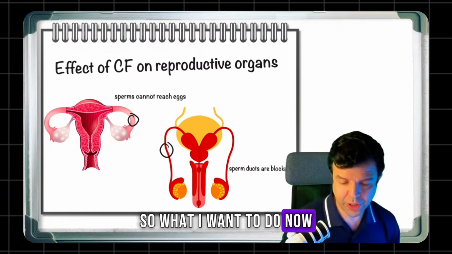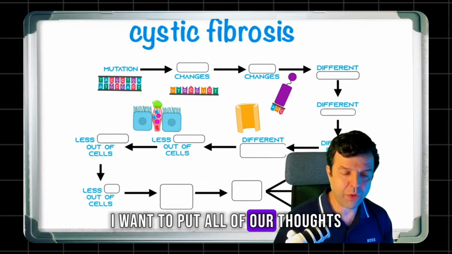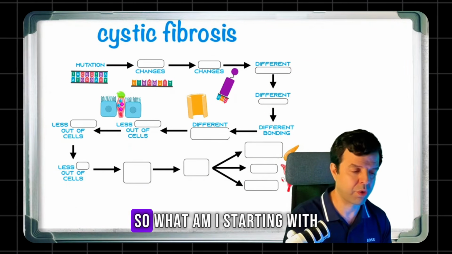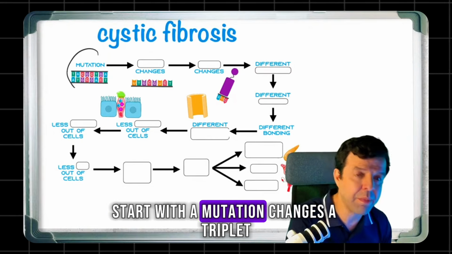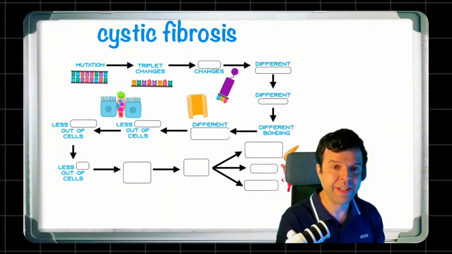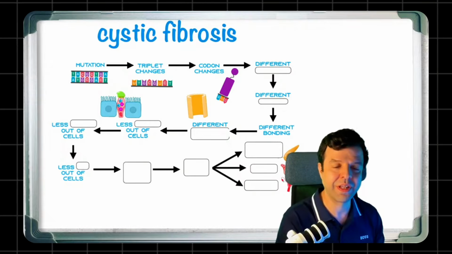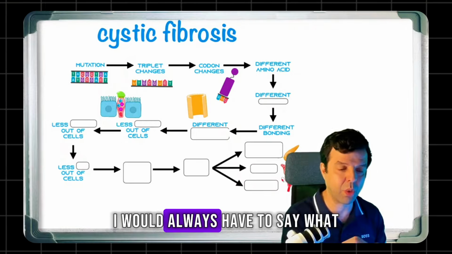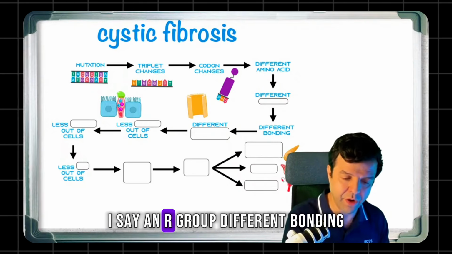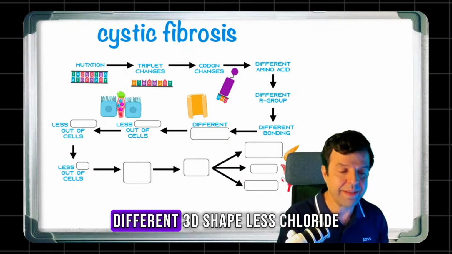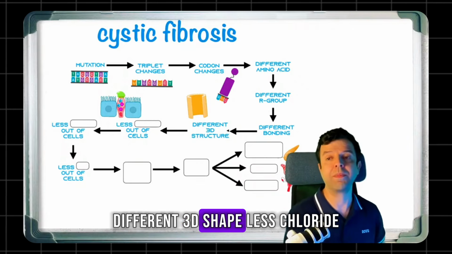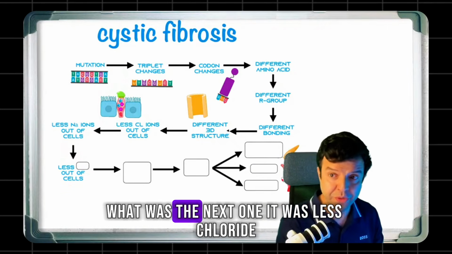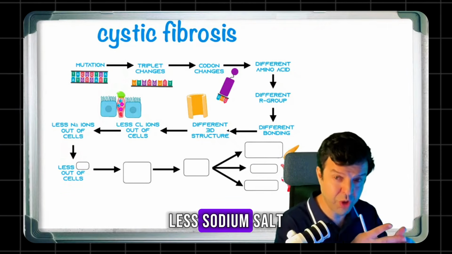So what I want to do now, I want to put all of our thoughts about cystic fibrosis in one place. So where am I starting with? Start with the mutation, changes a triplet, changes a codon, changes an amino acid. Remember when I say amino acid, I would always have to say what? I say an R group. Different bonding, different 3D shape. Less chloride, less sodium, less, what was the next one? It was less chloride, less sodium, salt.